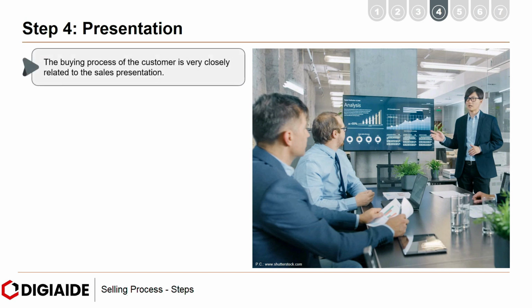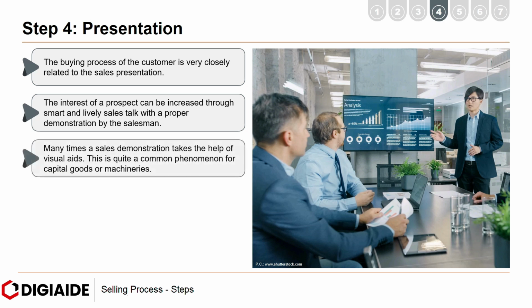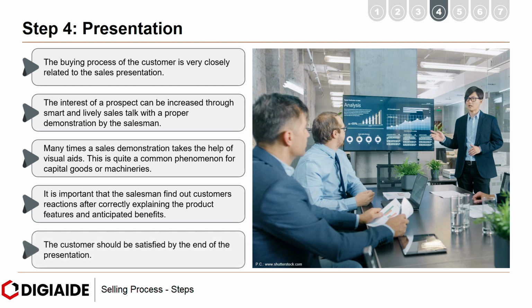Moving on to step 4, which is presentation. The buying process of the customer is very closely related to the sales presentation. The interest of a prospect can be increased through smart and lively sales talk with the proper demonstration by the salesman. Many a times, a sales demonstration takes place with visual aids. This is quite a common phenomenon for capital goods or machineries. It is important that the salesman find out customers' reaction after correctly explaining the product features and anticipated benefits. The customer should be satisfied by the end of the presentation.